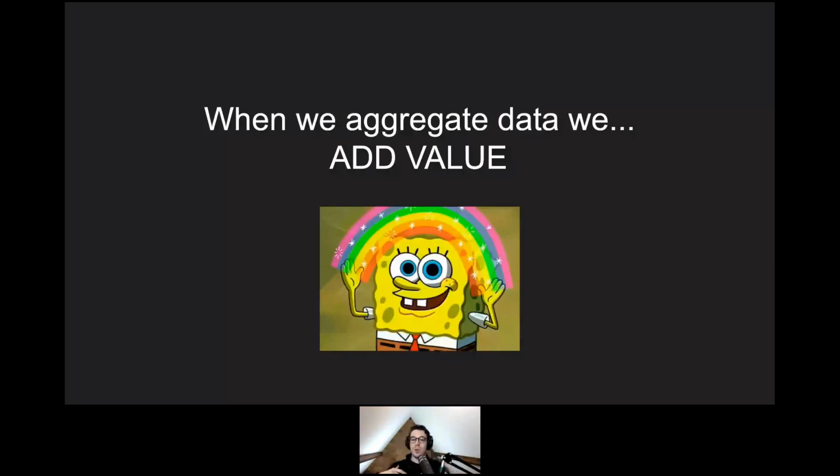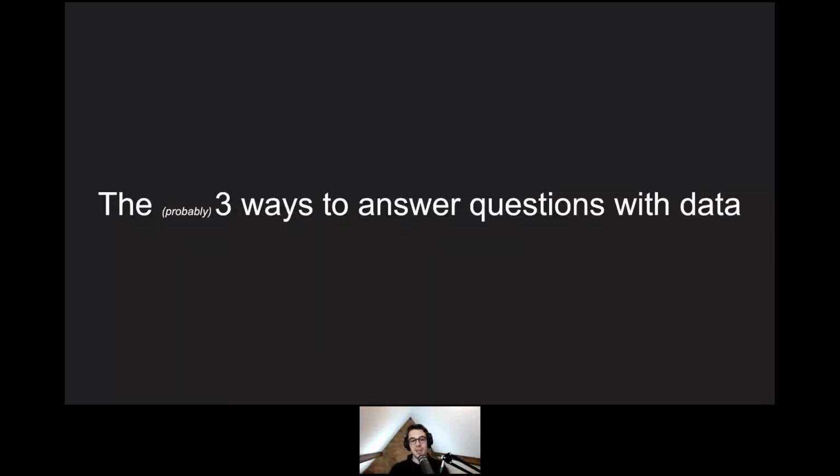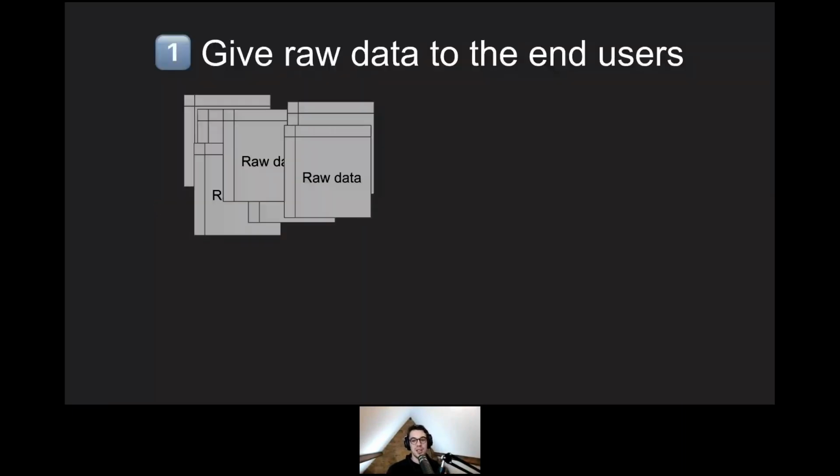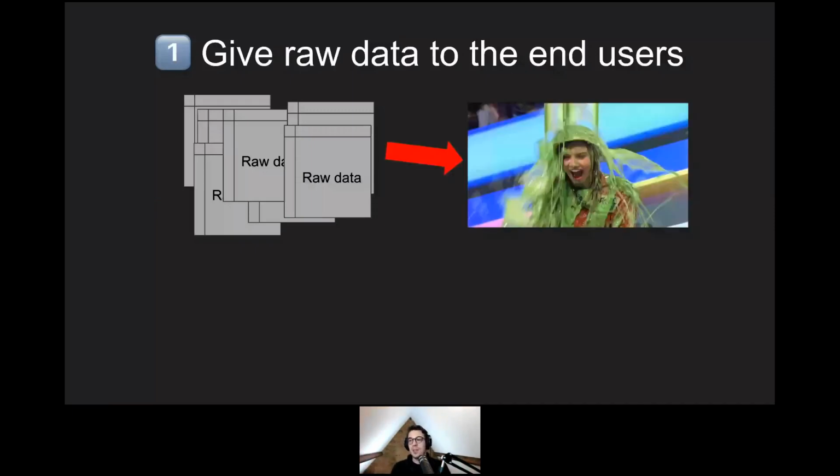So you want to spread data throughout the organization, but how do you go about doing that? I find there's three ways to do it, or three ways that I've seen. The first thing you could do is just give the raw data to the end users. So you just completely dump everything in the data warehouse on them. And this works in a really limited environment where you have a small technical team.